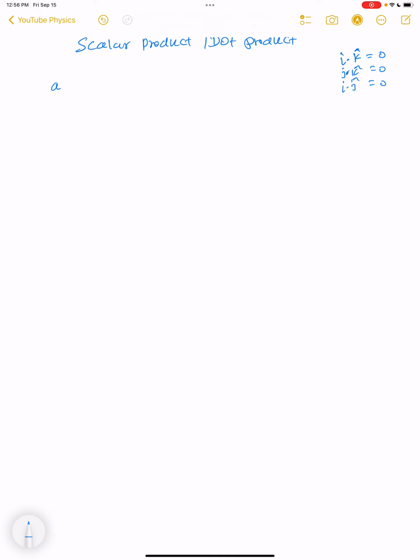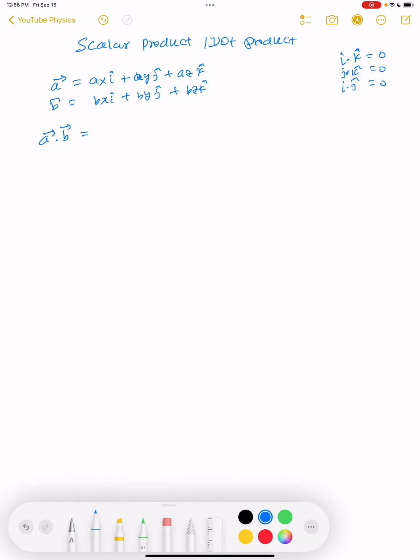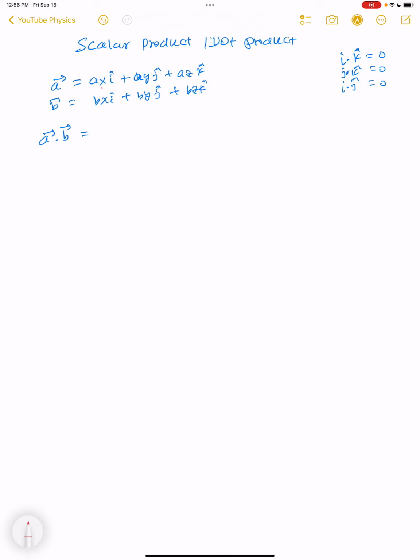In this case, if you're given two vectors, let's say A, which can be broken down into ax i plus ay j plus az k, and then another vector B, bx i plus by j plus bz k, and you're asked to do the dot product of these two vectors, you will multiply the values that correspond to each other.